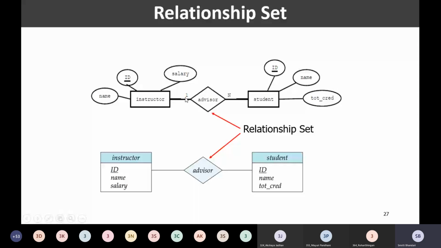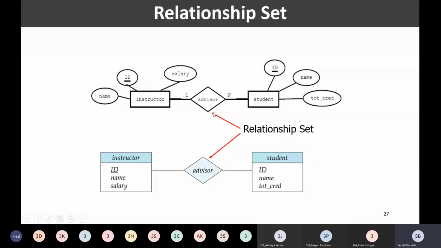In the notation we are observing here, some numbers are associated with this relationship. What does this mean? We are going to focus upon it later. Just remember, these are denoting the mapping cardinality for this relationship advisor.